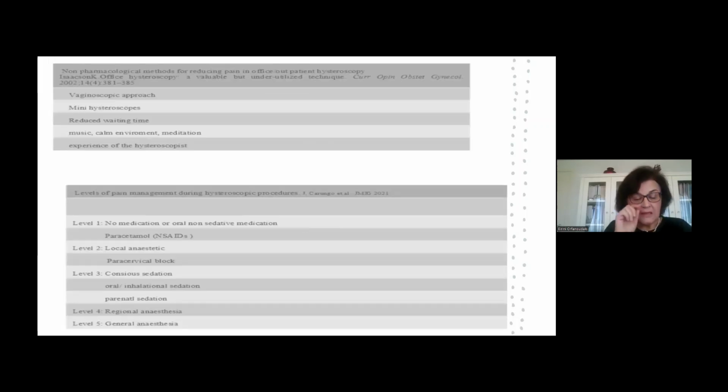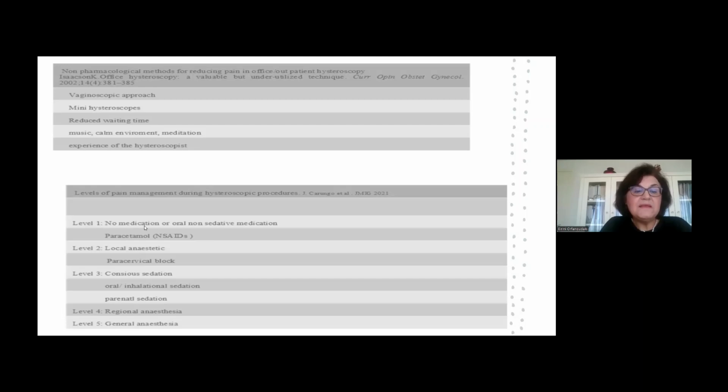In the table above, we can see non-pharmacological methods for reducing pain in office hysteroscopy. These methods include vaginoscopy approach, mini hysteroscopes, reduced waiting time, music, calm environment, meditation, and experience of the hysteroscopist. In the table below, we can see levels of pain management during hysteroscopic procedures.